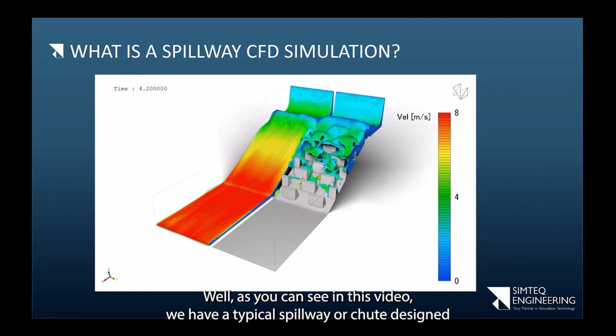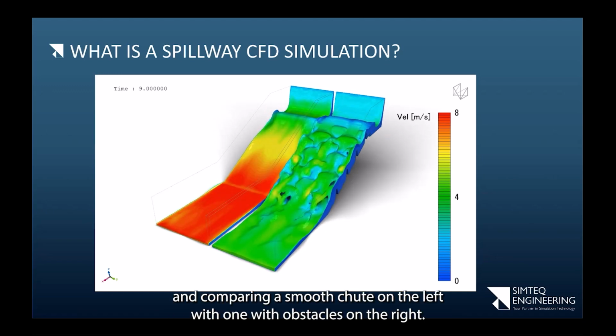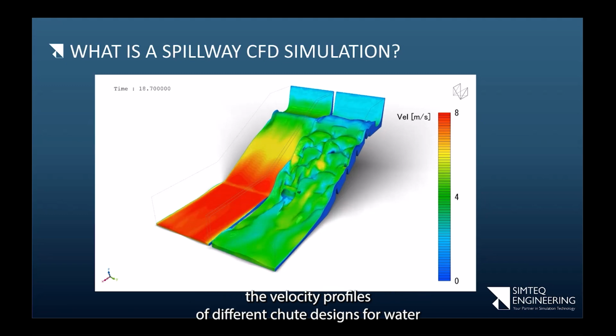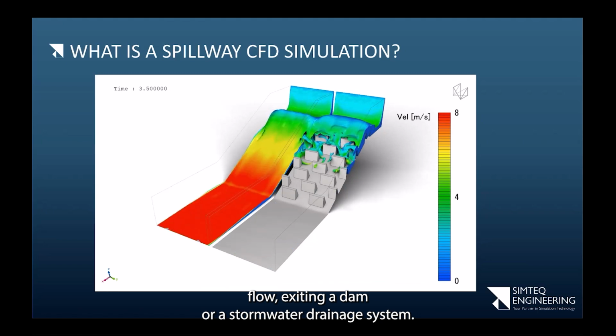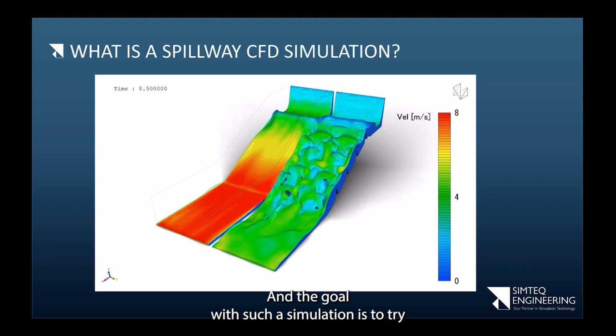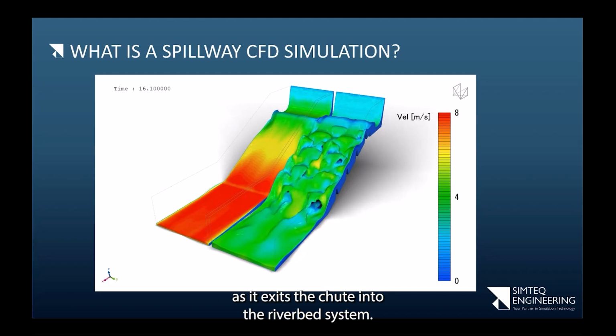So what is spillway CFD simulation? Well, as you can see in this video, we have a typical spillway or chute design, comparing a smooth chute on the left with one with obstacles on the right. The reason we would want to do something like this is to compare the velocity profiles of different chute designs for water flow exiting a dam or a stormwater drainage system. The goal with such a simulation is to try and minimize the velocities of the water flow as it exits the chute into the riverbed system.